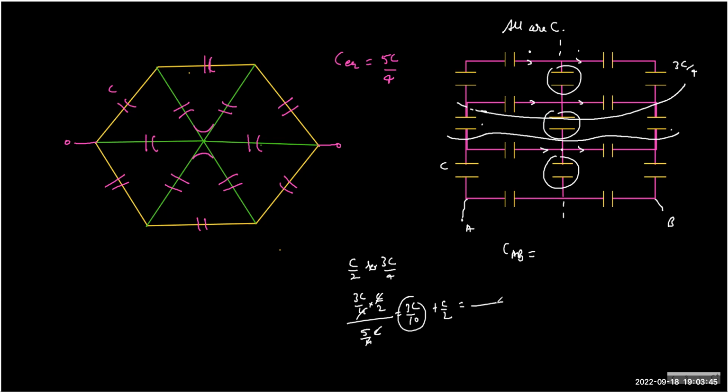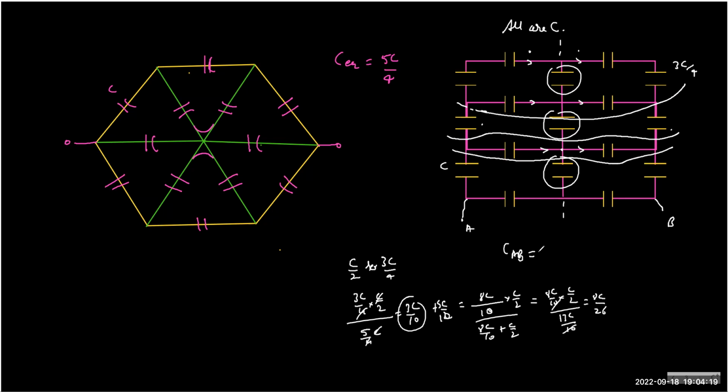So that will become 8C/10. And 8C/10 will go with C/2 in series. How much is that? It is 13C/10.